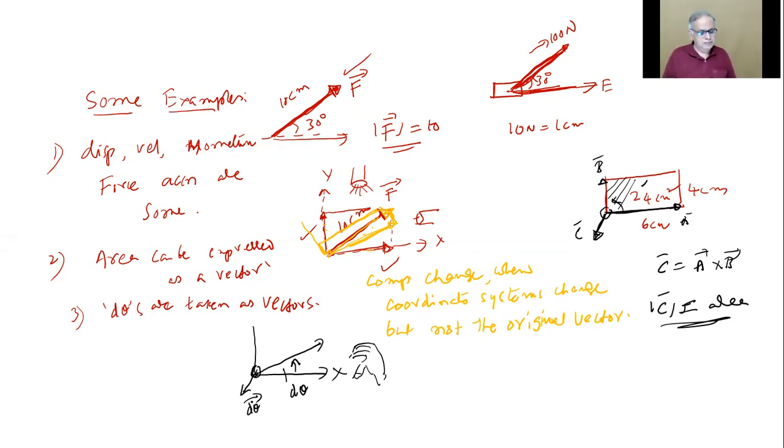Yeah, Abhinav, tell me. Sir, is volume a vector too? No. Volume is not a vector. That also I will show later. That will be represented as a dot product, not as a cross product. Okay.